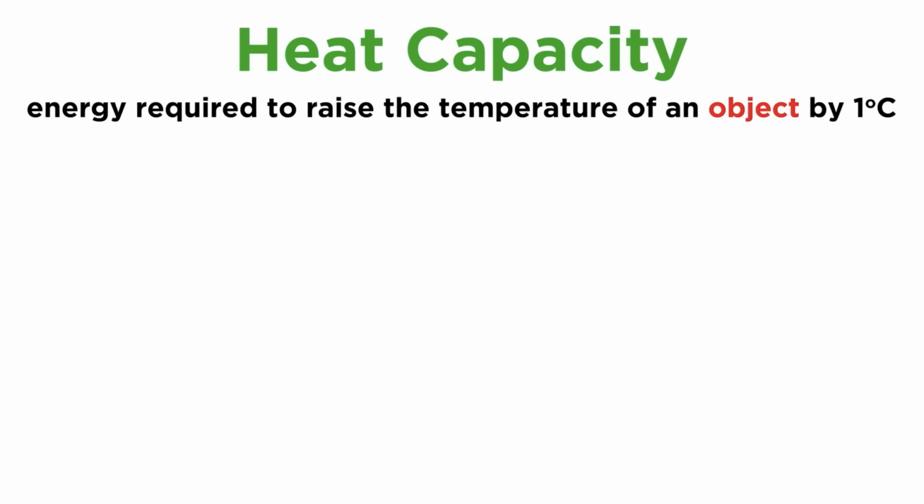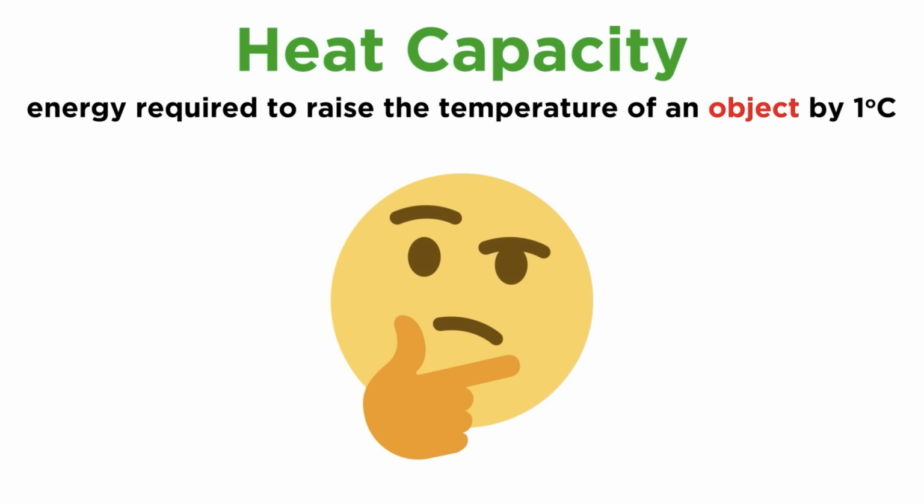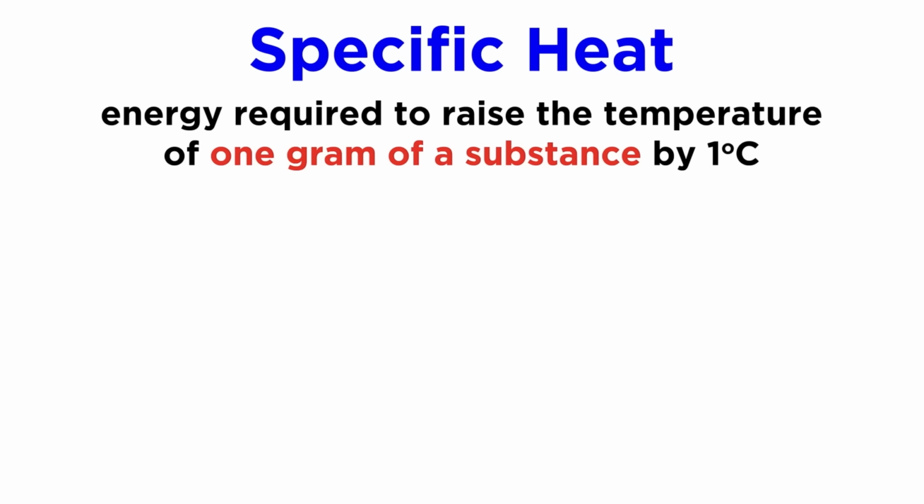Whereas the heat capacity of an object depends on the amount of matter in the object, we want a way to describe heat capacity that is independent of the amount of matter, so that we can describe a particular substance in a general way. This will be called the specific heat capacity, or simply specific heat, and it refers to the amount of energy required to raise the temperature of 1 gram of one substance by 1 degree Celsius.